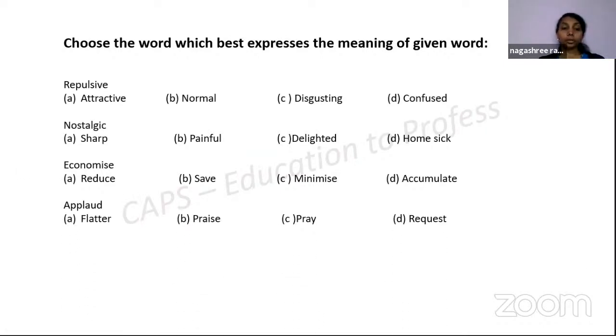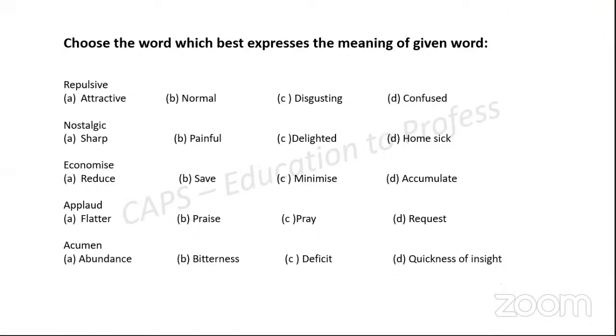Applaud. This is a simple one. Praise. Right. Acumen. Abundance, bitterness, deficit, quickness of insight. What can it mean? Option D. How many of you say option C? Anyone going with option C? What is the answer to it? It is option D, quickness of insight.